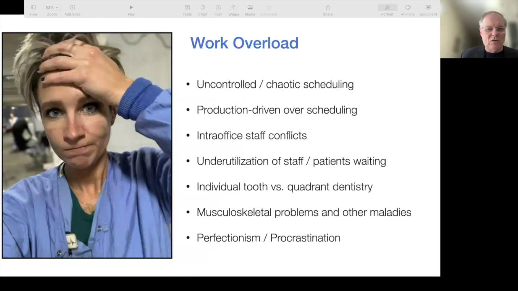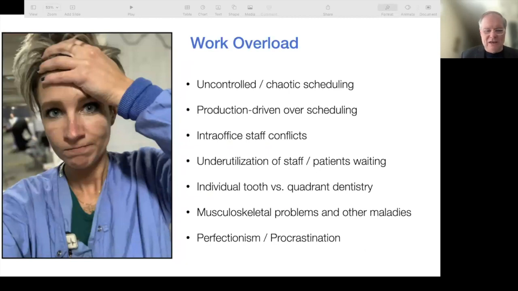The work overload, obviously, we've already talked about some things you can do right away, which is to change your schedule. There are many courses out there that you can go online, get consultants in to help you with scheduling if you're not familiar with how to do that.